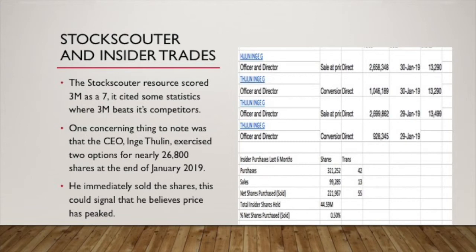The Stock Scouter and Insider Trades report that I looked at scored 3M as a 7. It cited some statistics where 3M beats its competition. One concerning thing to note that I looked at was that the CEO of 3M exercised two options for nearly 26,800 shares at the end of January 2019, and both of those were executed back to back. And as soon as he executed the option, he went ahead and sold the shares. So that's a little bit concerning because he might believe that the price is at a peak. So that's concerning news to shareholders.